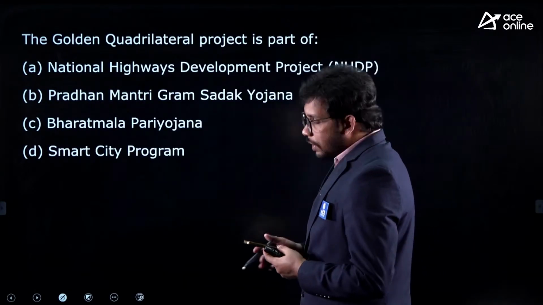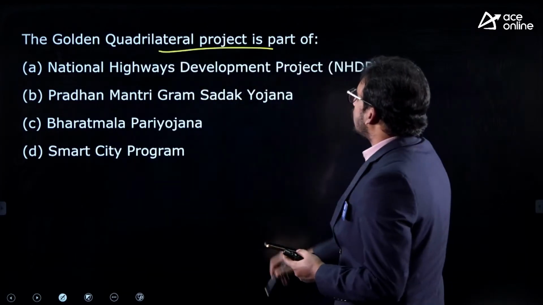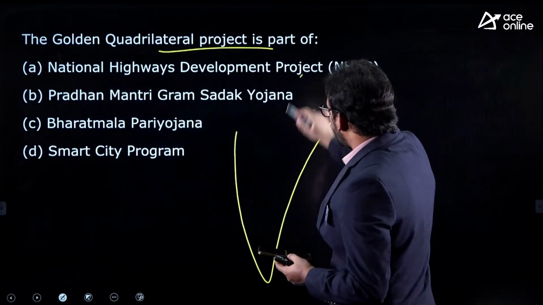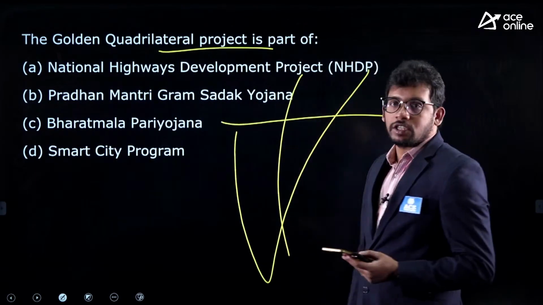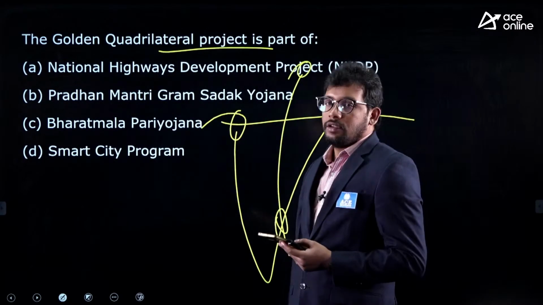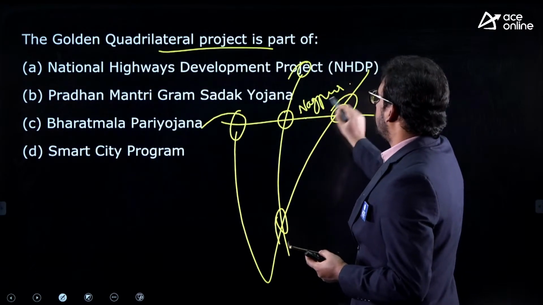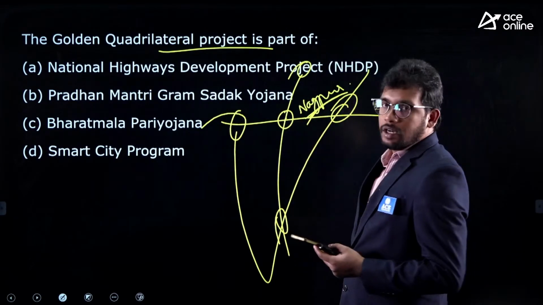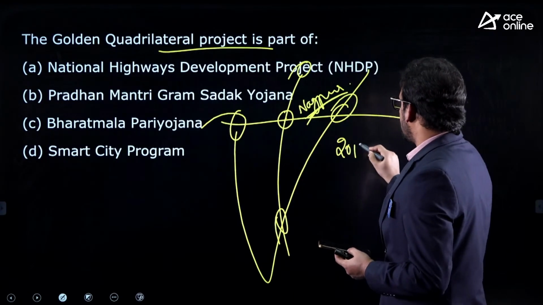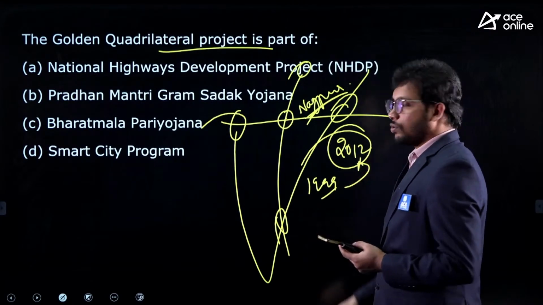Next one, we are moving to roadways now. The Golden Quadrilateral project is part of. The Golden Quadrilateral is the project that connects the north, east, south, west: Delhi, Chennai, Kolkata, Mumbai. The center point is located at Nagpur and it connects the four major cities. It was started in 1999, but completed and established in 2012.